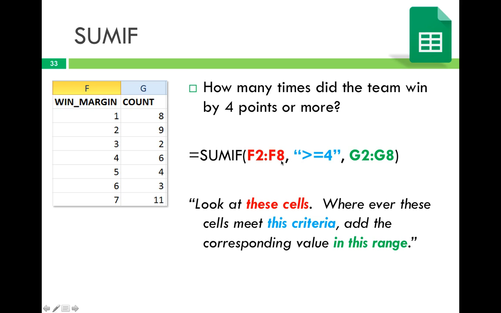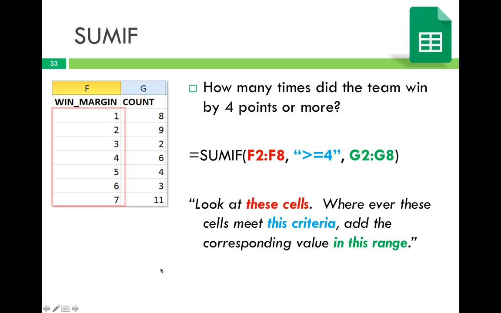Wherever the cells in this range meet this criteria, I want you to jump in the same row to the second range and add the value over here. So if you include a second range of cells, it won't add the values in the first range, it will add the values in the second range.